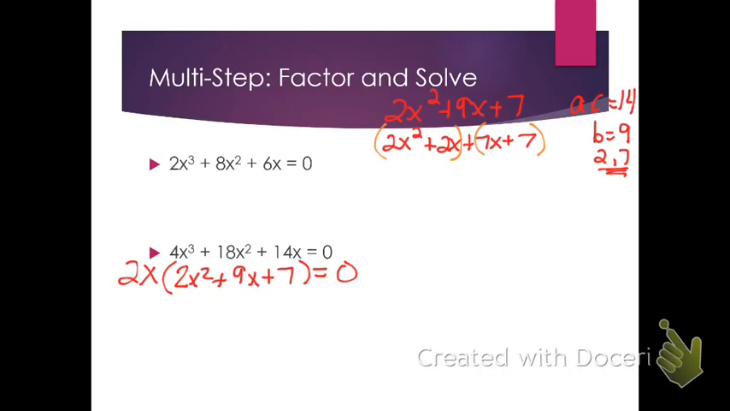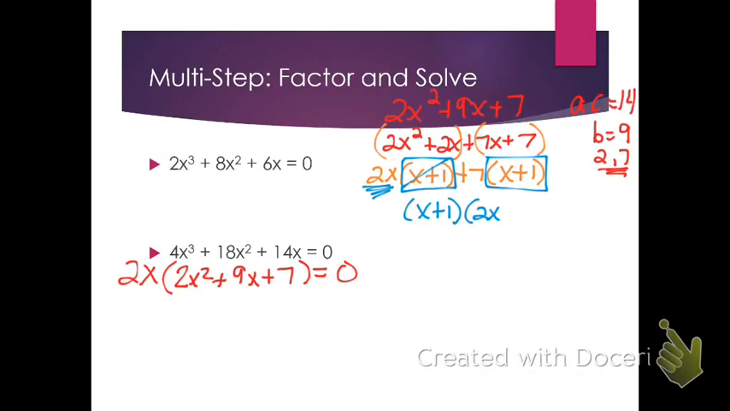So 2x squared plus 2x, that has a GCF of 2x. Factor that out. Copy the plus sign. 7x plus 7, that has a GCF of 7. Factor that out. Now I've got common binomials, so I'm going to factor out the x plus 1. That leaves me with a 2x and a plus 7. So 2x squared plus 9x plus 7 factors into x plus 1 times 2x plus 7.